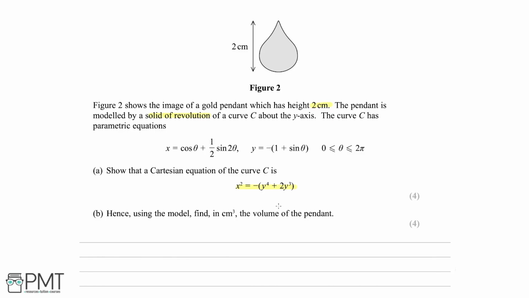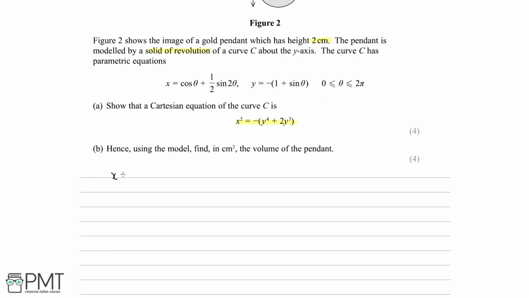So part A is asking us to, using these parametric equations in terms of theta, find out an equation in terms of x and y only. So first, let's work with our x equation, where we know that x is equal to cos theta plus a half sine 2 theta. Well, our y equation has something in terms of sine theta, and thus let's try converting our sine 2 theta into something in terms of cos theta and sine theta.